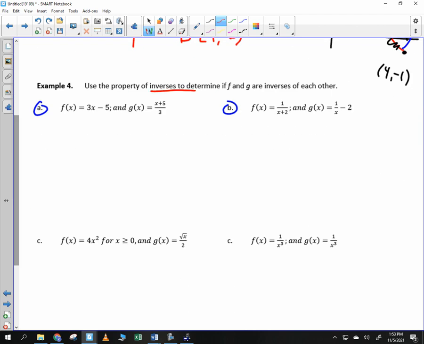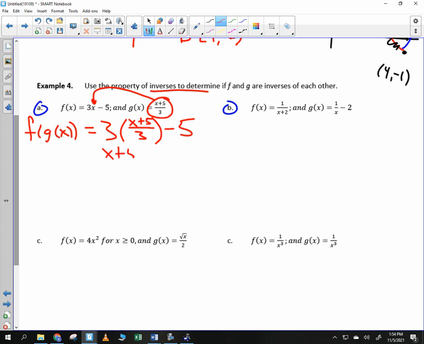It says use the property of inverses to determine if they are inverses. And so we will simply just compose the functions together. So f composed of g. What do I do? I take this and I put it right there, right? And I get 3 times... now, what's going to happen if you take 3 times this thing? What's going to happen to the 3's? They cancel, right? So you're going to be left with x plus 5 minus 5, over 1, same thing, yep.